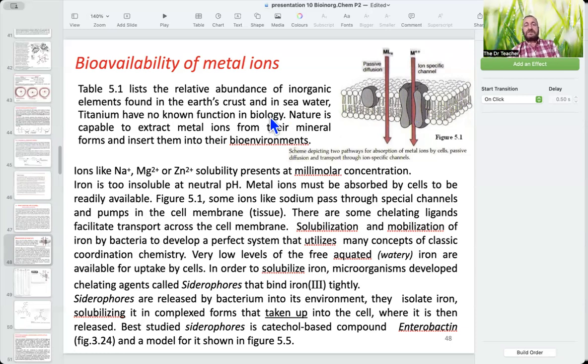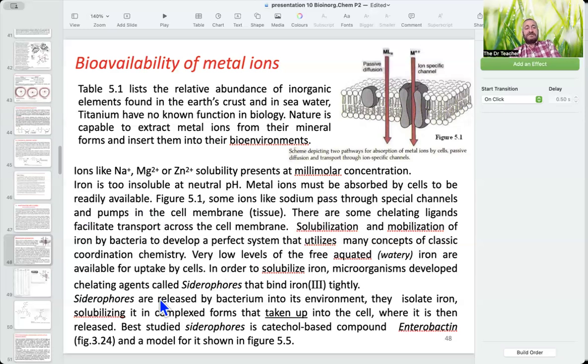So now, ions like sodium, magnesium 2, or zinc 2 are soluble at millimolar concentration. Iron is too insoluble at neutral pH. Metal ions must be absorbed by cells to be readily available. So now tissue, pumps, cells, and membrane are very important too. Everything here is talking about the uptake of a certain amount of ions or complexes.